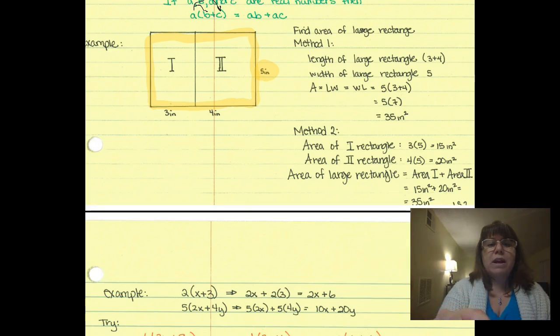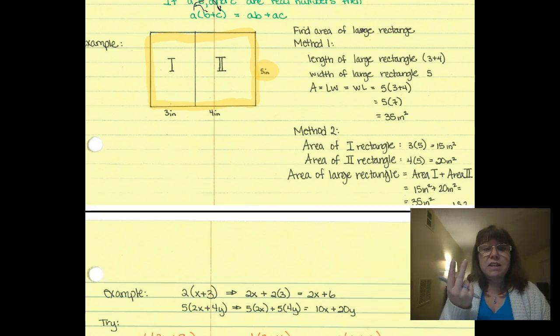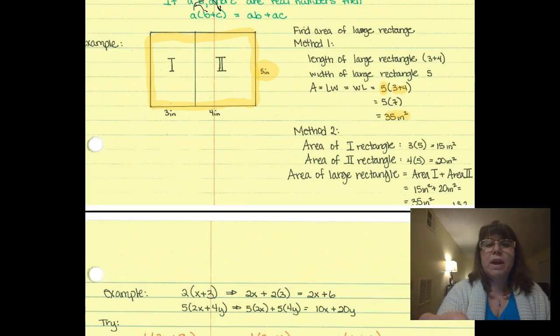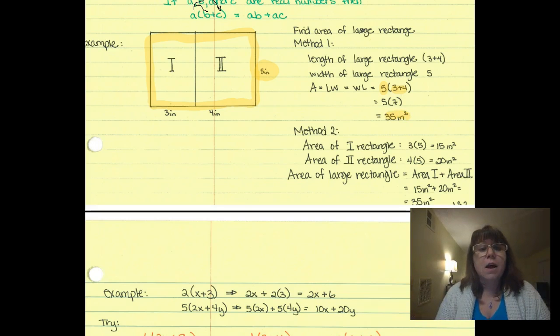So if I rewrite this, area equals length times width, but remember, multiplication is commutative, so I can switch it around. My length is 5, and my width is 3 plus 4. Well, 3 plus 4 is 7, so 5 times 7 is 35 inches squared. But that's one way of looking at this.